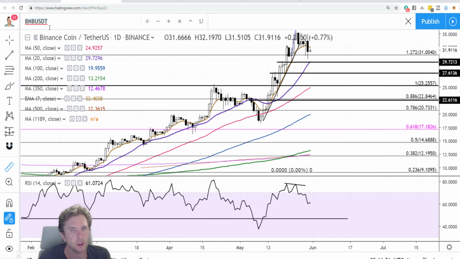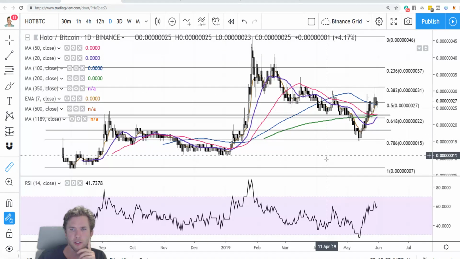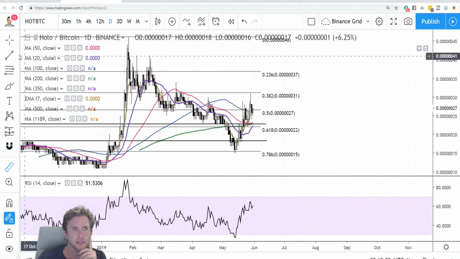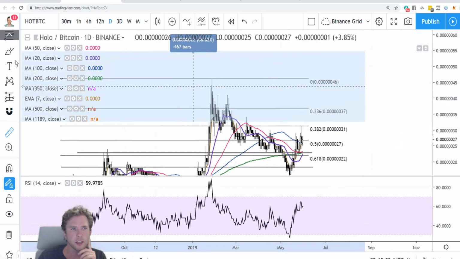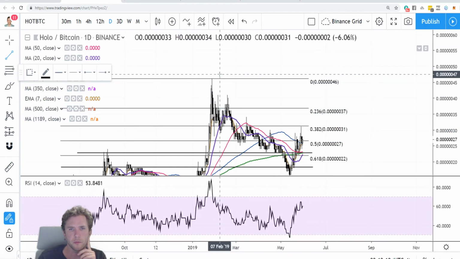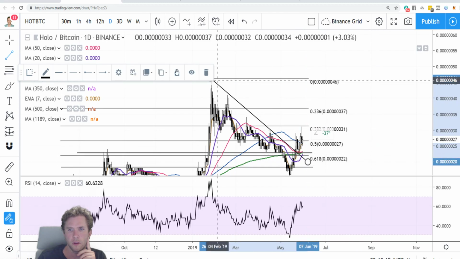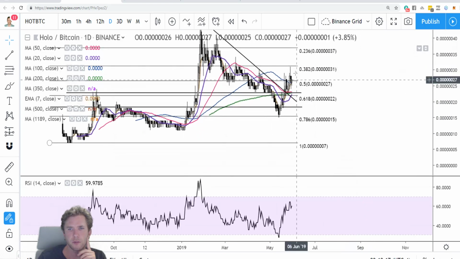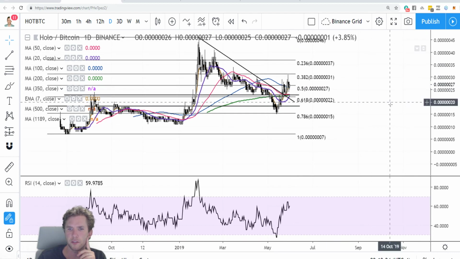Thoughts on HOT for the long term? It's a cool project. Ideal entry was, I don't know if I ever put it in my alt channel. I know that I threw it out a couple of times as a potential trade, but they didn't seem too keen on trading low sat coins, so we kind of skipped over them. So we're just now coming up to the 382. We got rejected pretty hard. And then we came back down, and now we look like we're trying to hold this 50 fib.